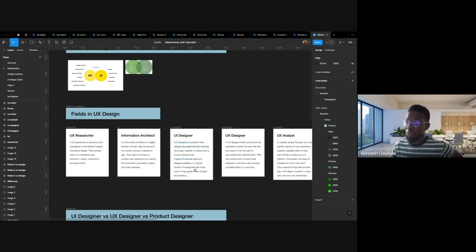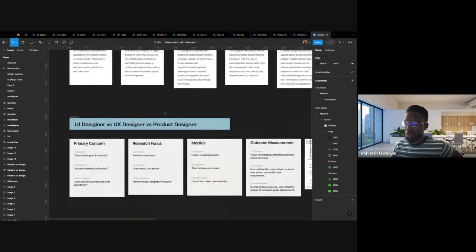Because of our time, I'm going to quickly move into the next one: UI designer versus UX designer versus product designer. I know that some people have been trying to understand what the difference is. Who is a UI UX designer? What's a product designer? They're kind of related, kind of similar actually. So we're talking about the three of them to know who is who, what is what. All right, so let's talk about the three with respect to some certain focus areas.